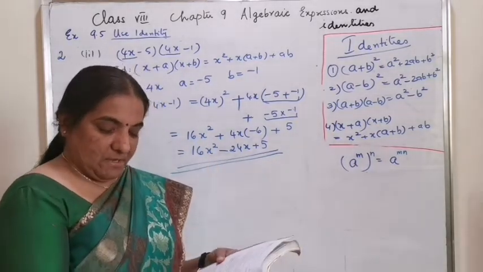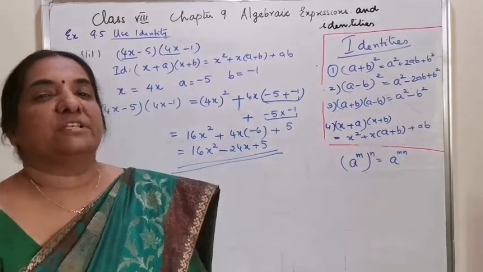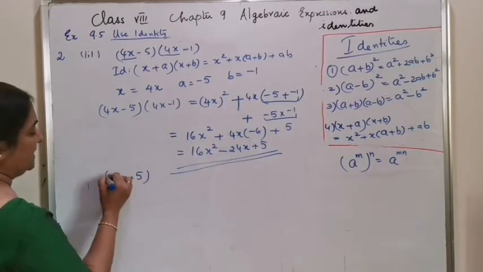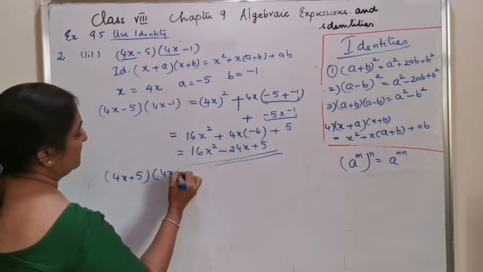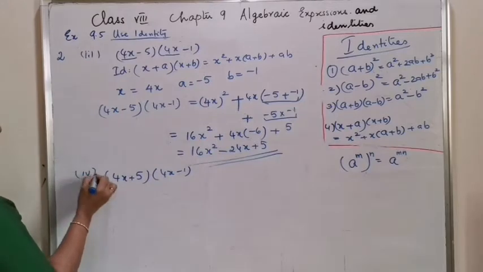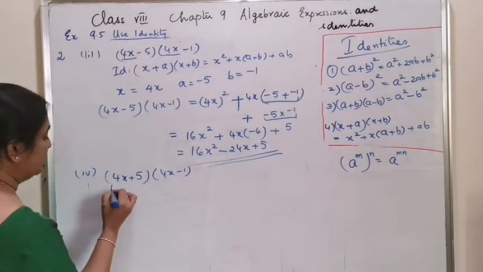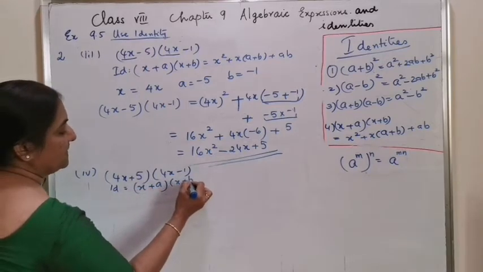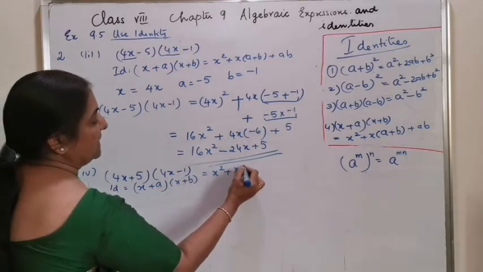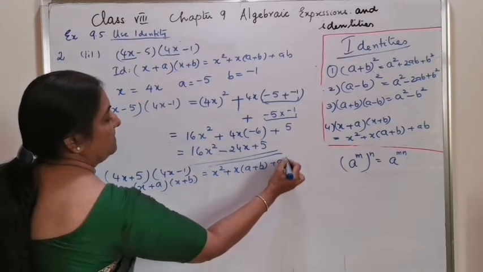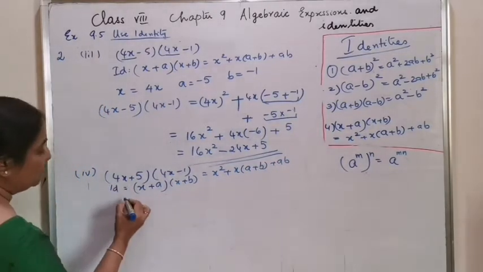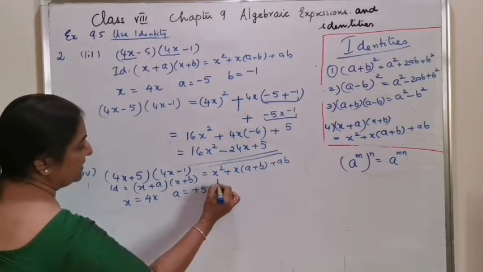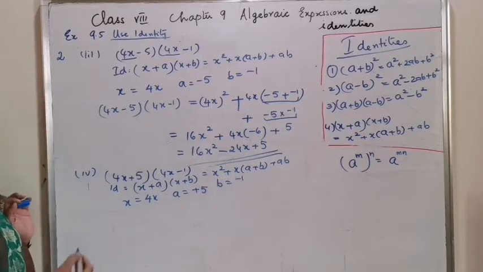The next question is 4x plus 5 into 4x minus 1. Let's do that. Then you will understand it very clearly. The identity is (x plus a) into (x plus b) is equal to x square plus x into (a plus b) plus ab. Your x value is 4x, a is positive 5, b is negative 1.